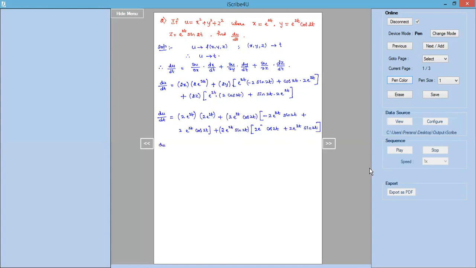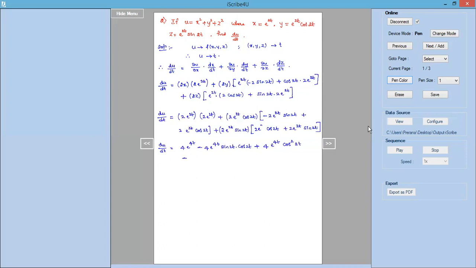So du by dt is equal to 2 into 2, 4 e power 4t. When the bases are the same, powers are added in a product. Plus into minus: we have a plus outside here and a minus sign here, so I'm multiplying these two terms. This gives me minus 4 e power 4t into sine 2t into cos 2t. Next term is plus 2 into 2, 4 e power 4t into cos square 2t.